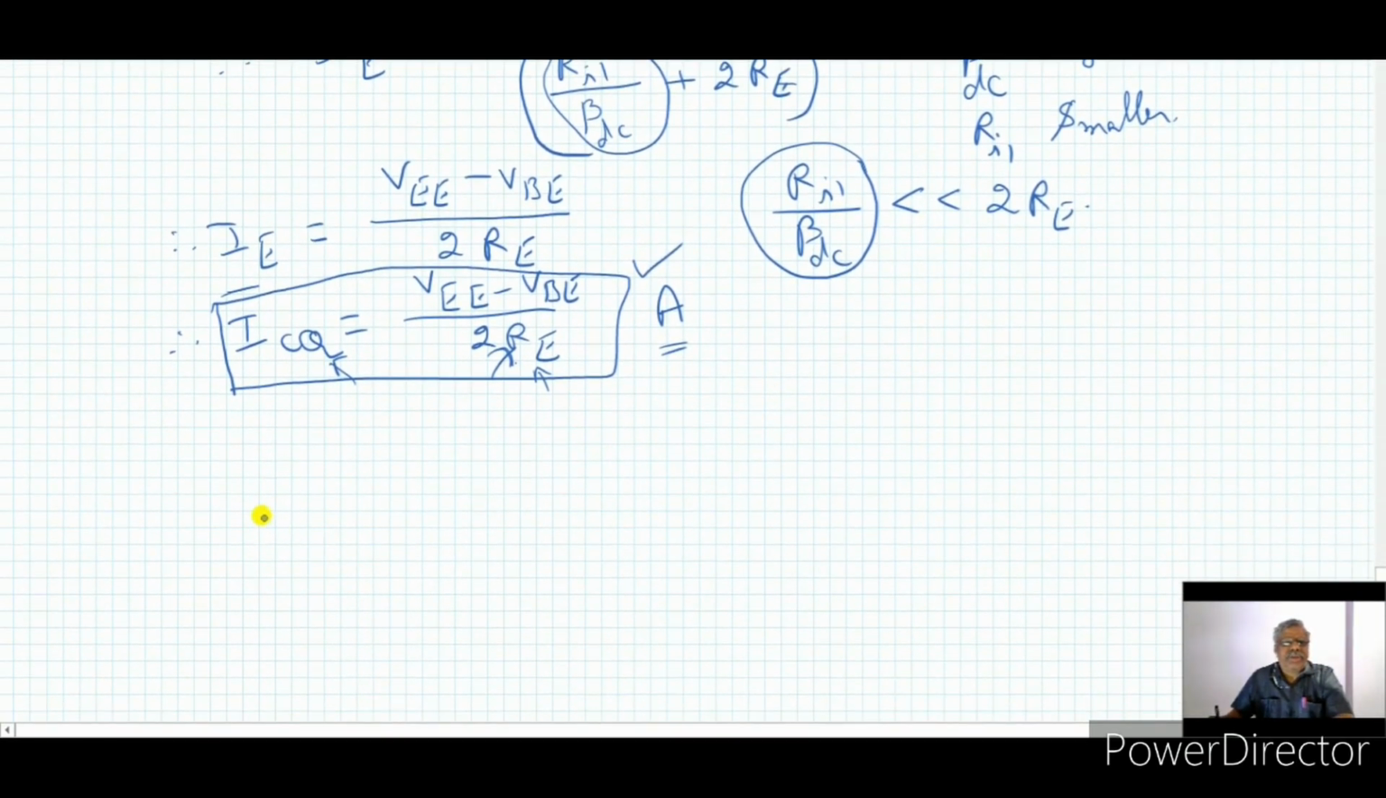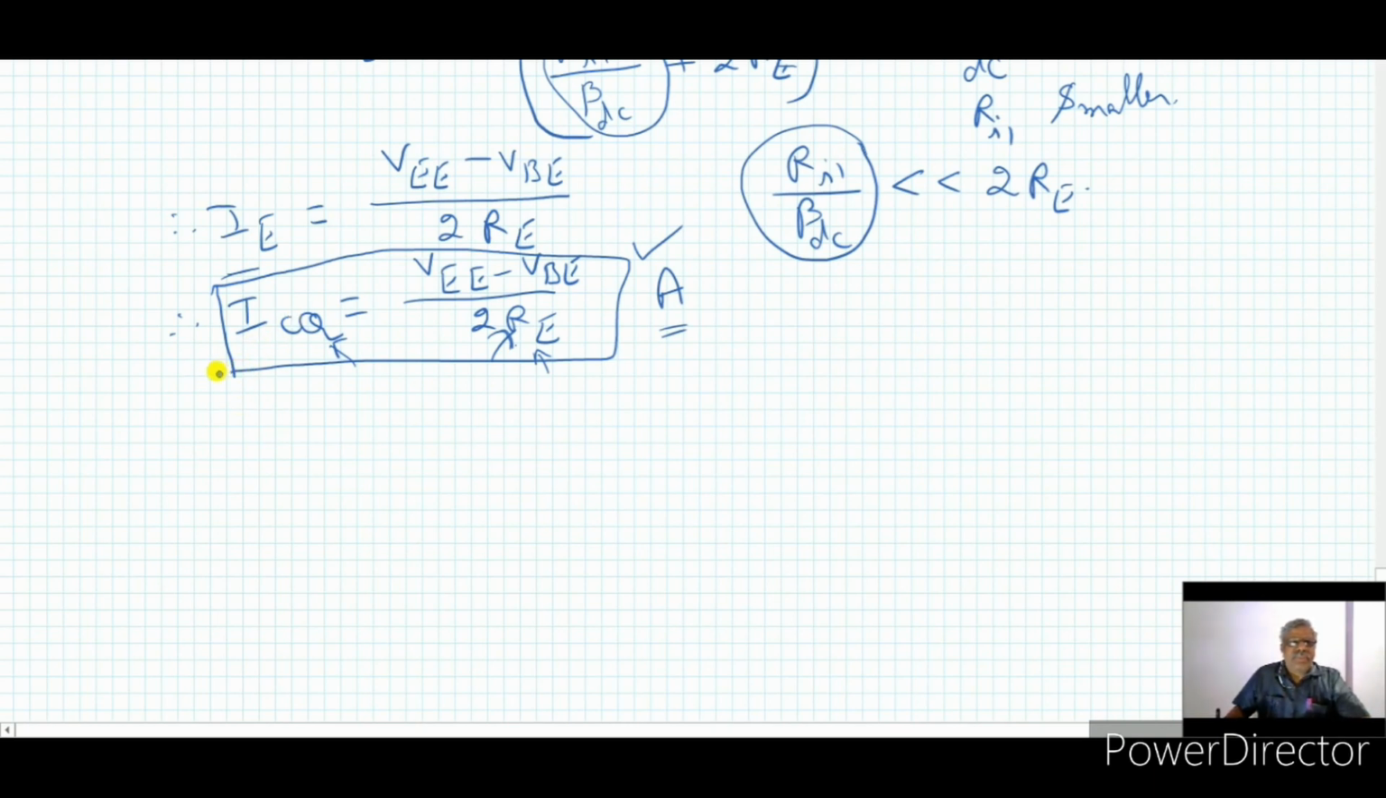Another interesting point here is that IC, the quiescent current, does not depend on the collector resistance RC. IC is not a function of RC. If you see our earlier biasing circuits like the self bias circuit, fixed bias circuit, and collector to base bias circuit, in all those expressions the collector current expression contains the term RC, the collector resistance. But here the collector current does not depend on the collector resistance, but only on RE.